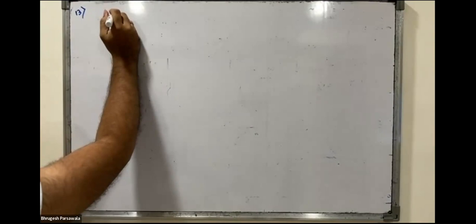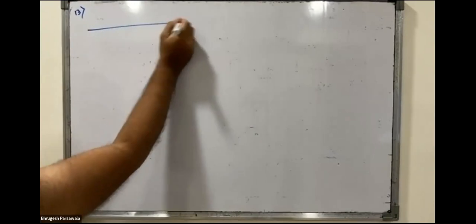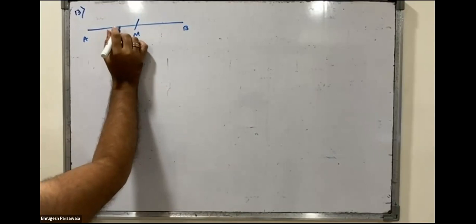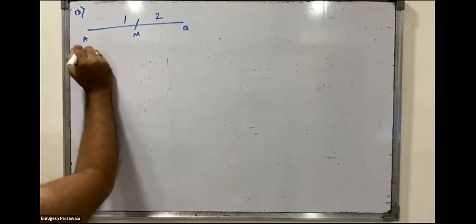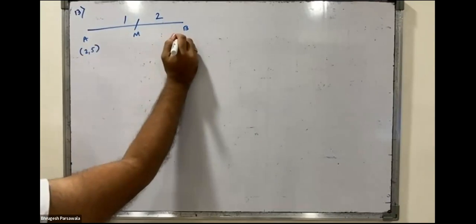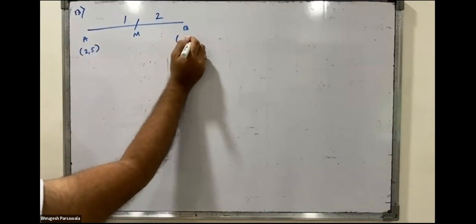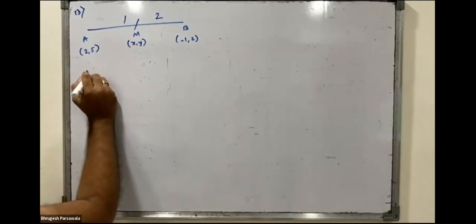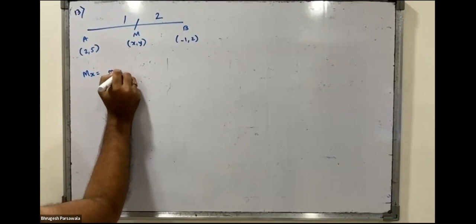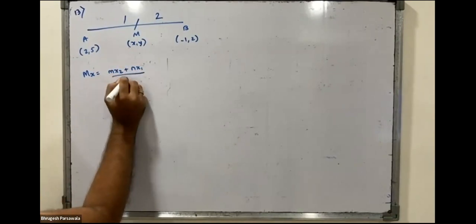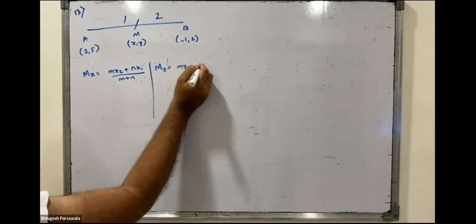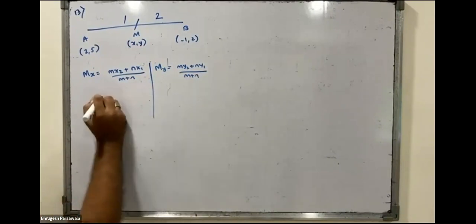A, B, C are the vertices of triangle ABC. M is a point on AB. Okay. M is a point on AB, which divides in the ratio 1:2. A is 2,5, B is -1,2. Find the coordinates of M. Theek hai. Chalo, section formula use karo beta.